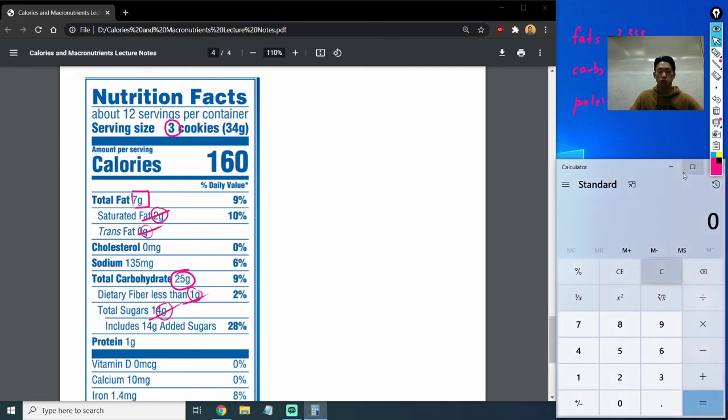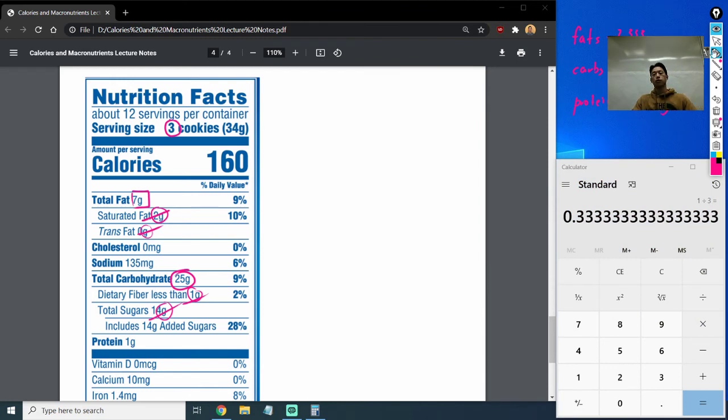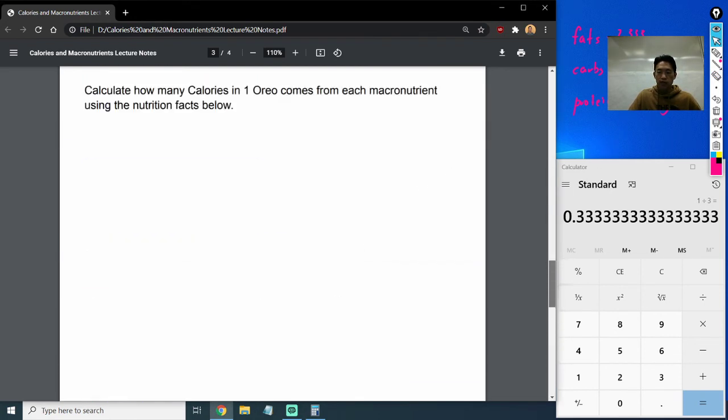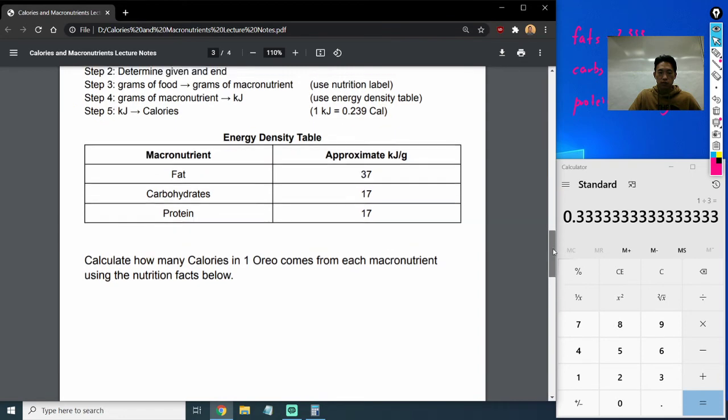So not too much protein in an Oreo, but we're going to divide that by 3. And that's how we're going to get 0.333. So we got 0.333 grams in 1 Oreo. So now that we have our macronutrients for 1 Oreo, what we're going to do is start finding out how many calories we get from each of those.